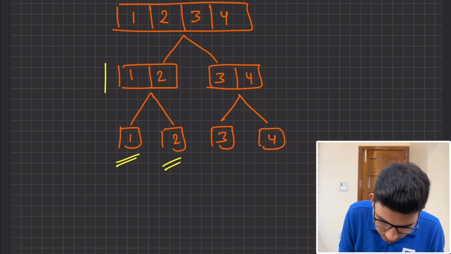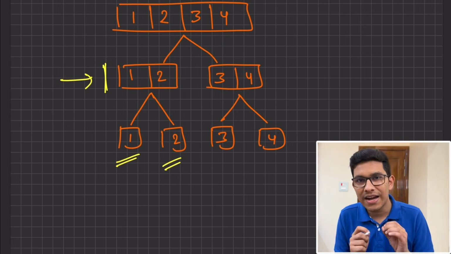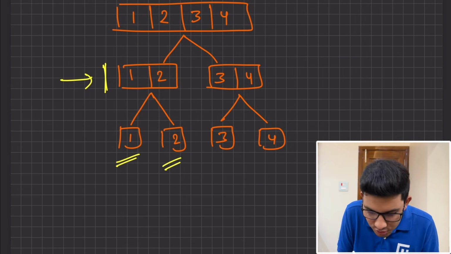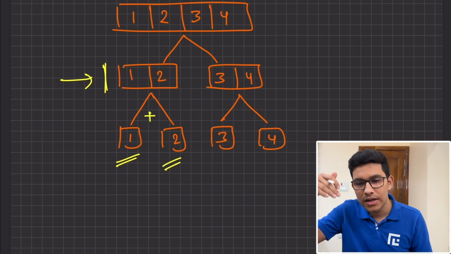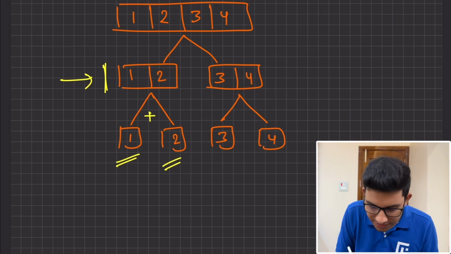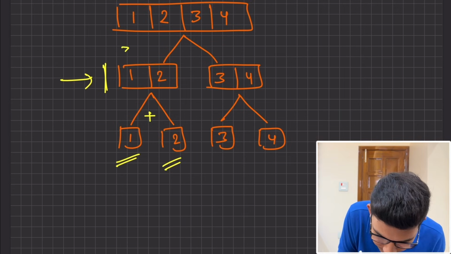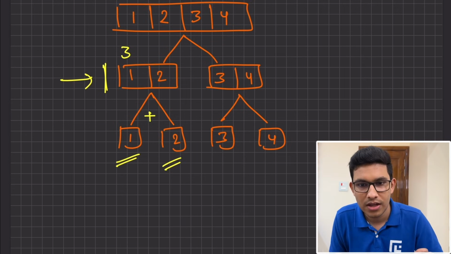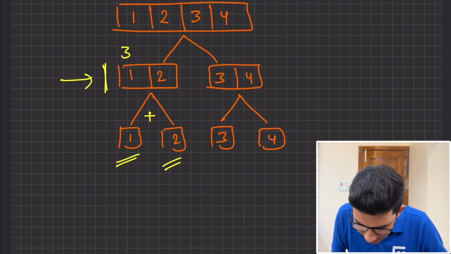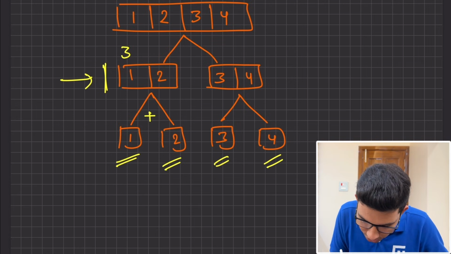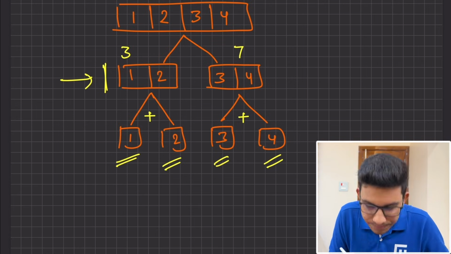For this problem, I can find my answer for 1, 2 by just summing up these two values, right? Whatever I've got from the lower subproblems. So clearly this gives me that the sum of this subarray is just 3. Now I will look at this side. This is 3, this is 4. So I will sum them up and I will get that this is 7.